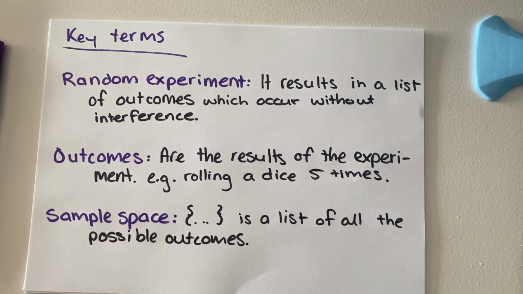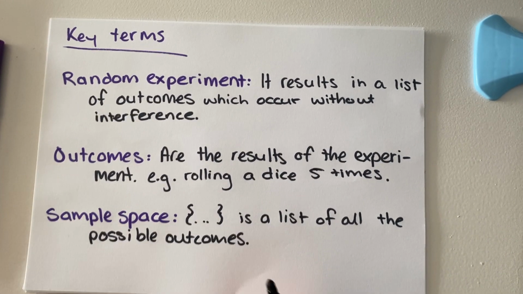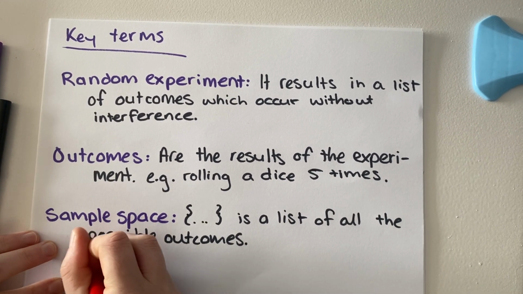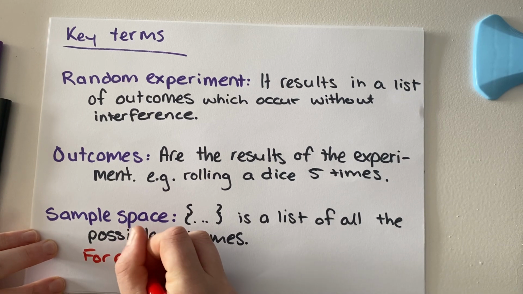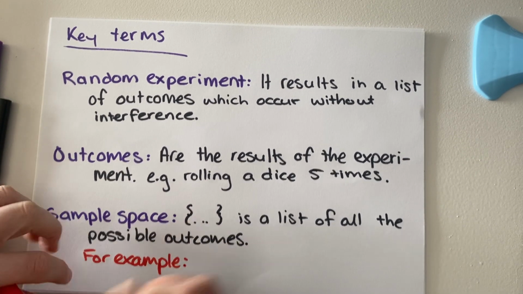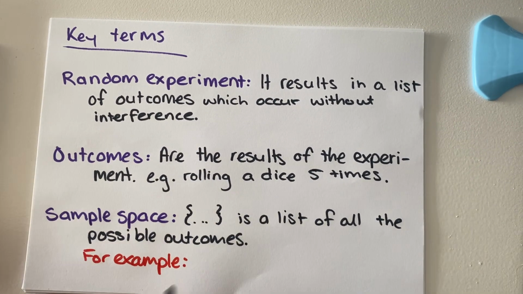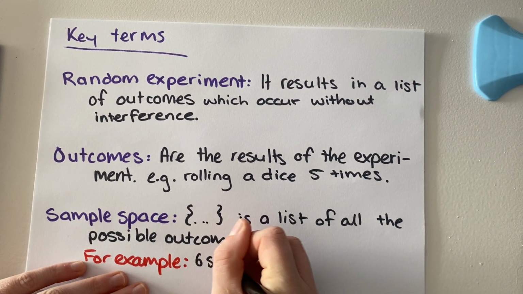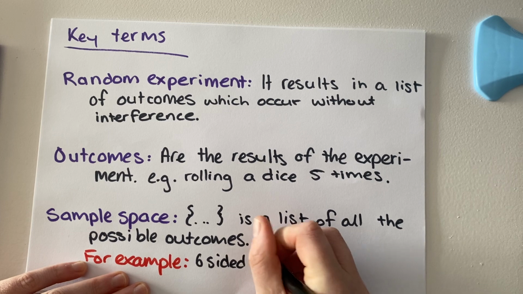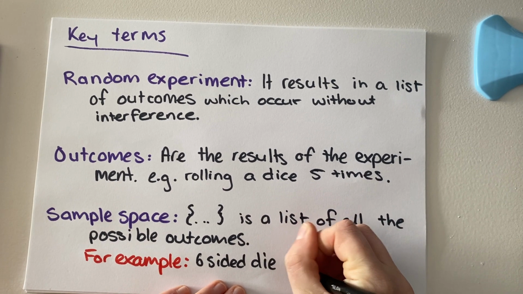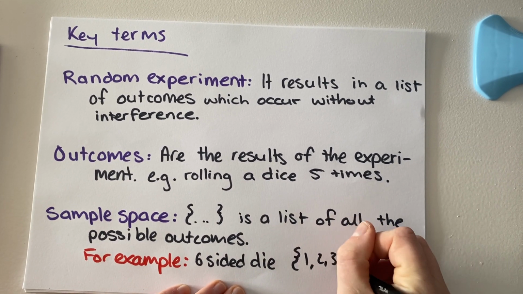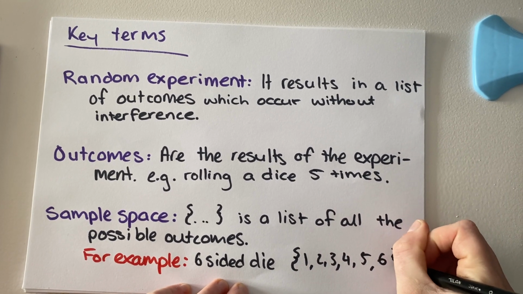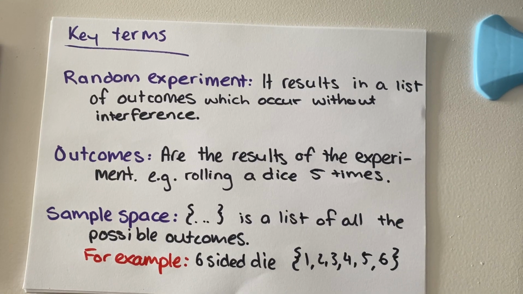So, for example, we'll keep with our dice one. So for example, if we roll a 6-sided dice, the sample space of it is going to be 1, 2, 3, 4, 5, and 6. So these are all our possible outcomes.